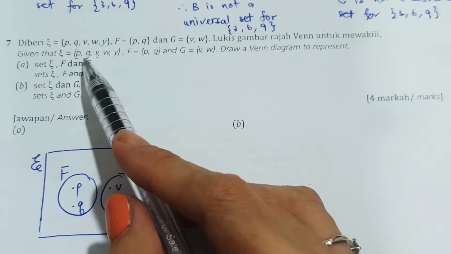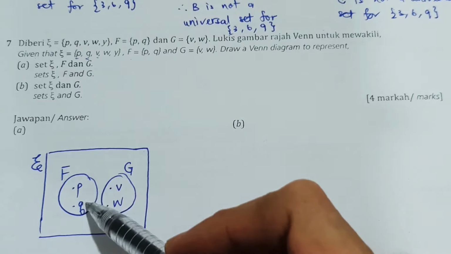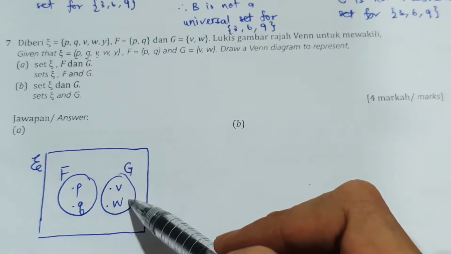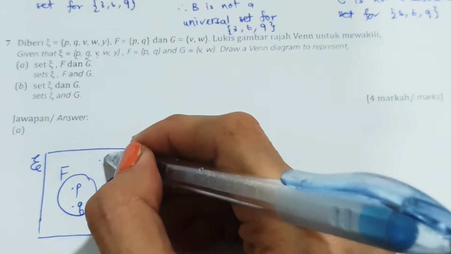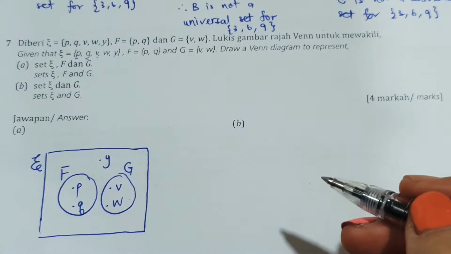Now, PQ is already in F, VW already in G, and we are left with one, Y, which has no group to go to. Therefore, it must be outside. That's it for set A.